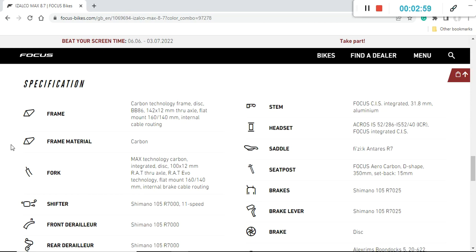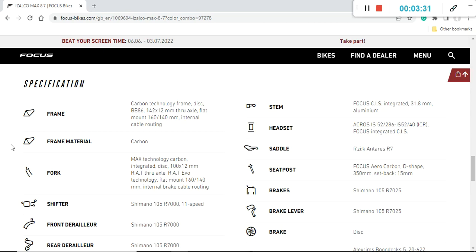On the other hand, the fork is the Max Technology carbon fiber fork, so the highest level that Focus can do. Again, 12mm thru axle at the front and flat mount disc brakes. I will also mention here that with the 12mm thru axles, with Focus you get their RAT system, their patented system, which is a very neat system where your thru axle can be operated similarly to how in the old days you would have a quick release. So it's very easy to remove the wheels from this bike.